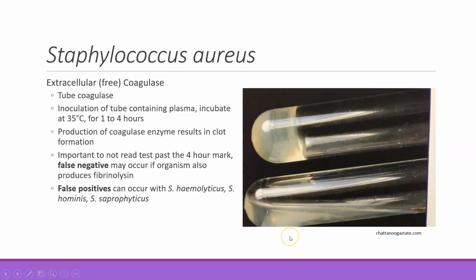So with the tube coagulase, what we do is we inoculate a tube containing plasma. We incubate at 35 degrees Celsius for 1 to 4 hours, and the production of coagulase enzyme results in a clot formation, as you can see in the top. It's important not to read them past the 4-hour mark, or you may end up with a false negative. We can also see false positives with Staph hemolyticus, hominis, and saprophyticus, which is why we use the slide test more often.